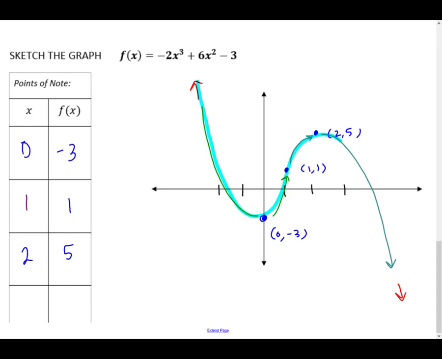We want to make it a smooth line when we draw. It doesn't have to be perfect, but it does need to be smooth, no sharp points, because that would mean we have a value which is not differentiable.